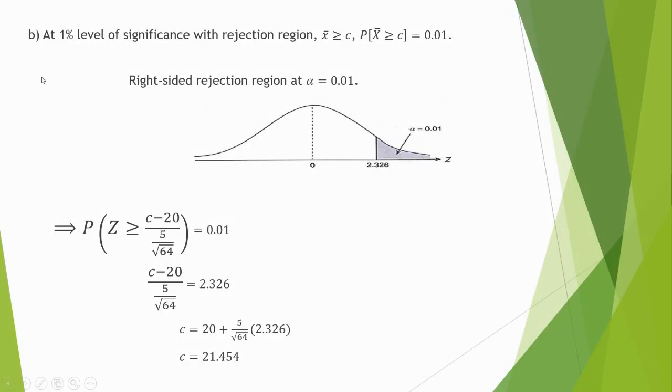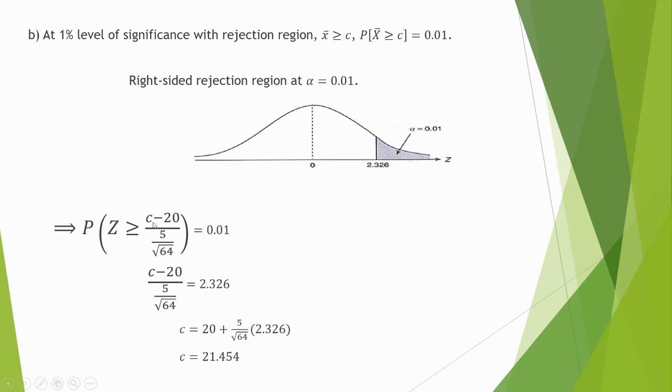Okay, so first, at the 1% level of significance with rejection region x bar greater than this C. Okay, so alpha is 0.01, so 0.01 is this, and then based on the alpha we can find our z critical value. Okay, and then now we want to find our x bar, which is greater than C. So the probability that x bar is greater than C, C minus 20 over 5 over square root of n, equals 0.01.